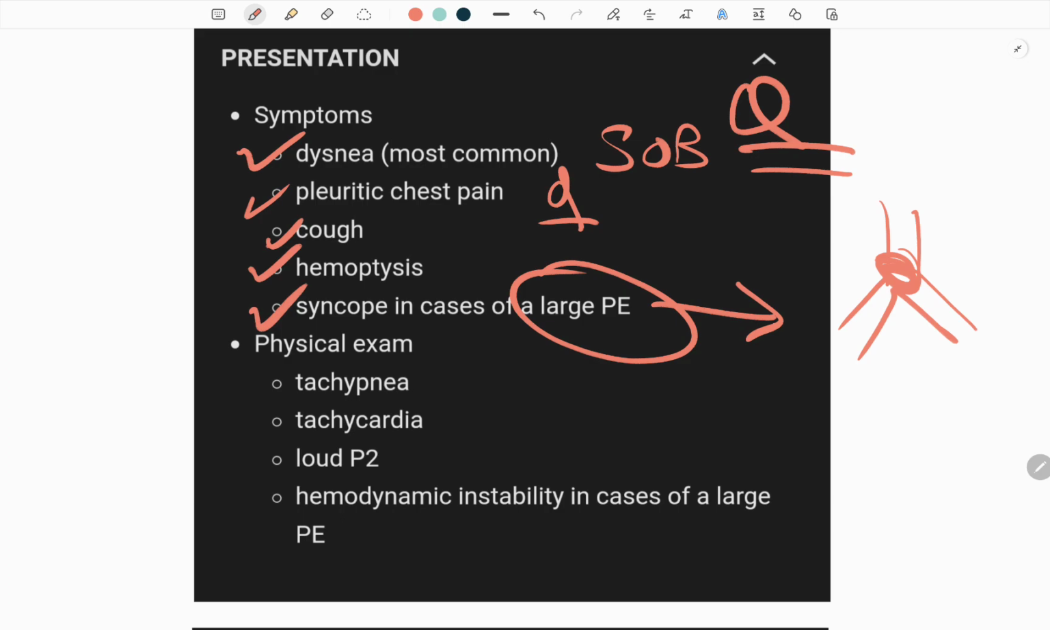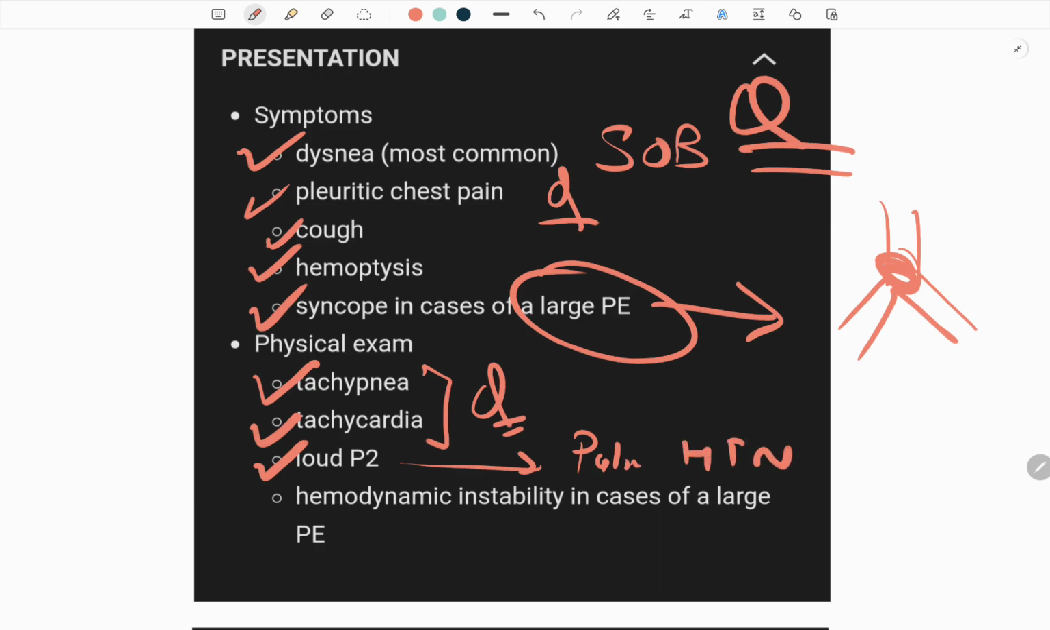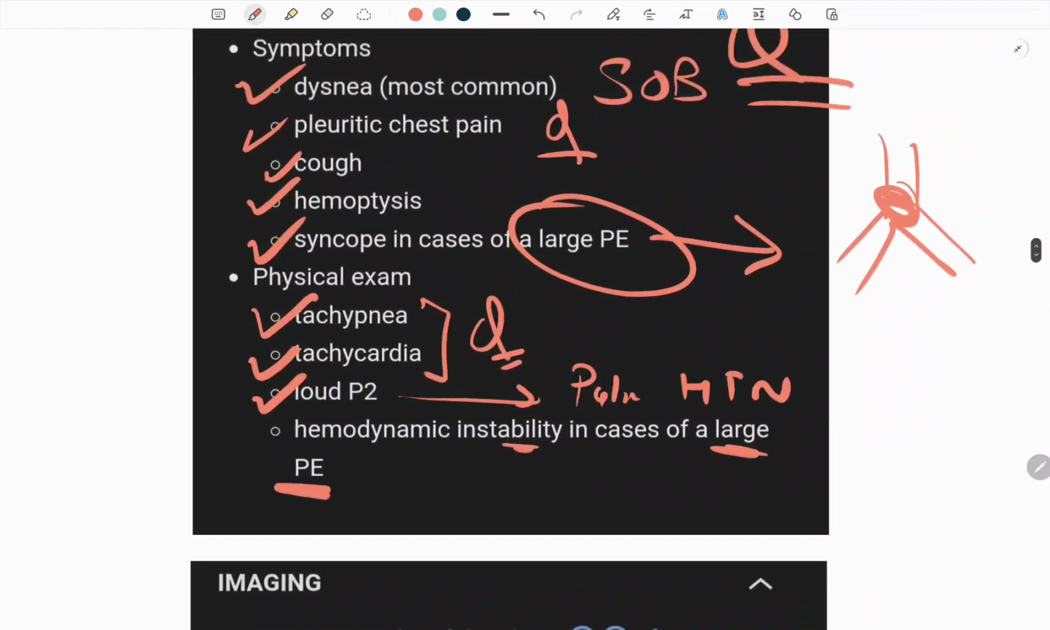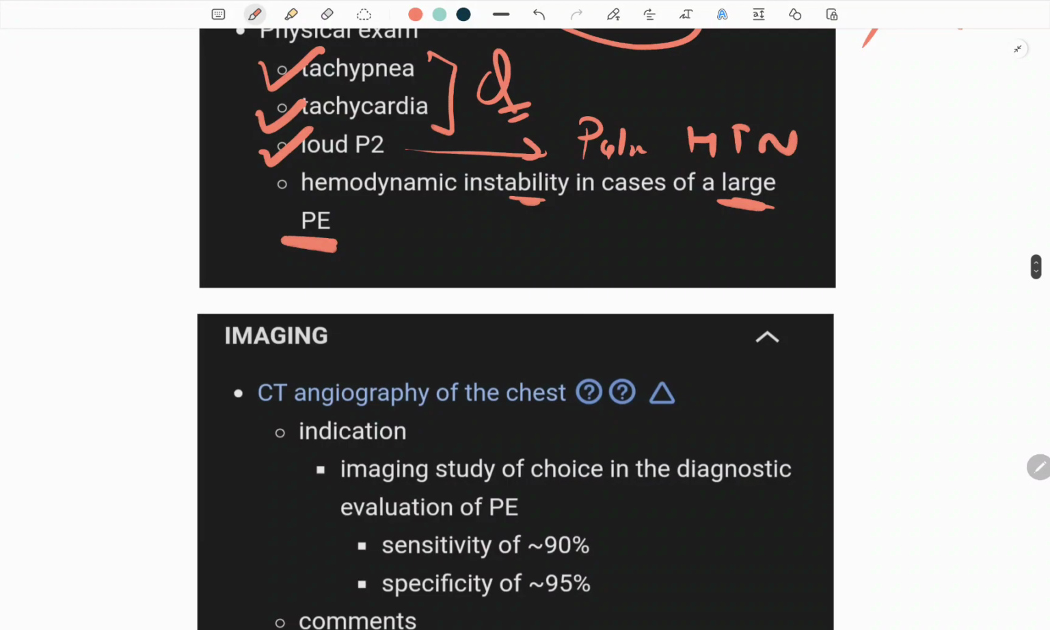Physical exam could show tachypnea, tachycardia, which we saw in the question. Loud P2, it could be because of the pulmonary hypertension. Hemodynamic instability in case of, again, a large pulmonary embolus, which we can see blocks the bifurcation, which we also call a saddle pulmonary embolism.